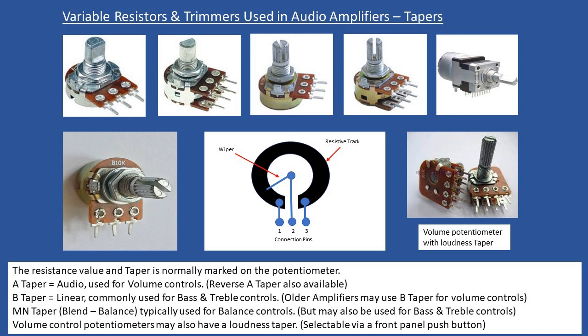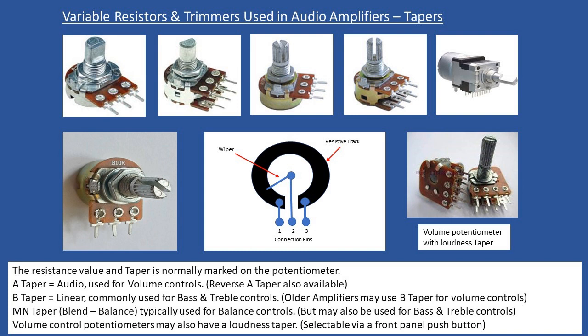Now typically B tapers are used for bass and treble controls, but not in all cases. If you come across very old amplifiers, you may find a B taper is used for the volume, and equally, and I'll come to that in a moment, there is a different type of taper which is normally used for balance controls, but not in all cases. And this is the importance here: you have to look at the resistance value and taper type written on the potentiometer, because it's not always the case.